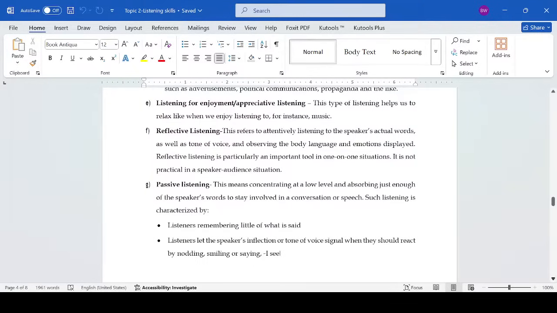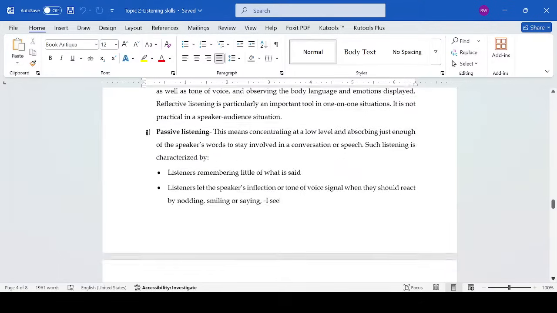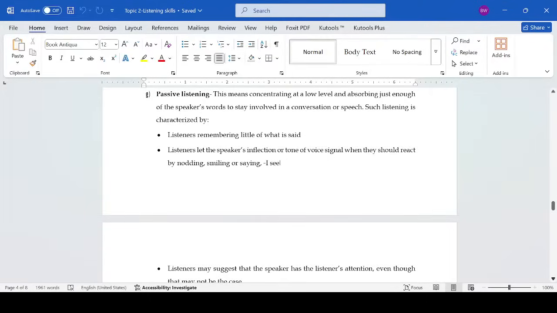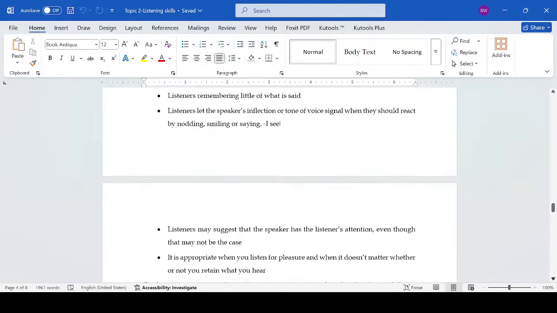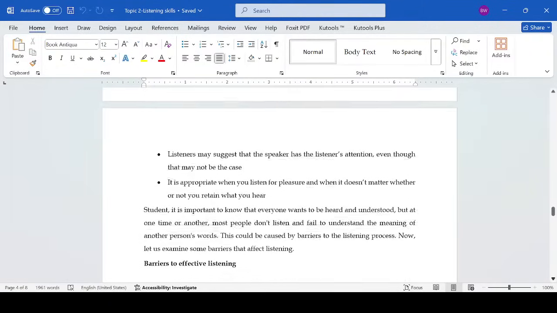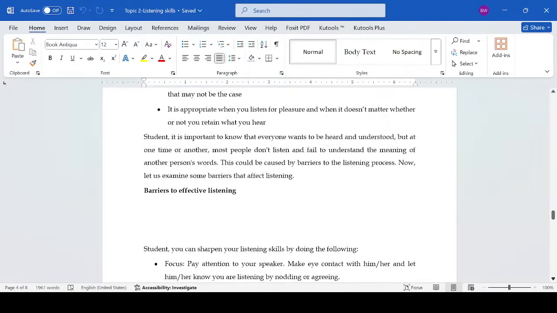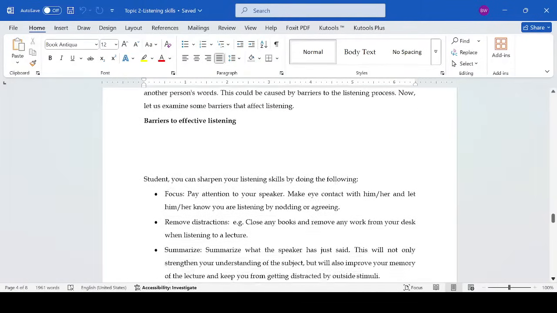Then we have reflective listening. You're paying keen attention to the words of the speaker, their actions, their body movements, their emotions. You are reflecting on the information being shared. We also have what we call passive listening, where you listen just to absorb the information. You may not write down anything. You may not do anything. You're simply listening, and you are there, and the information is shared with you.